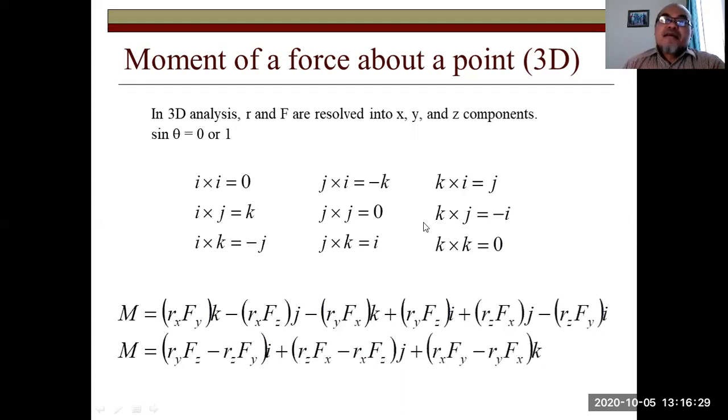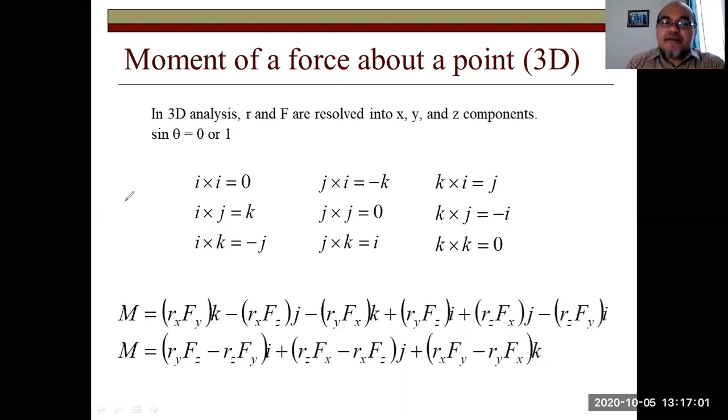But when a unit vector is multiplied by another type of unit vector, then theta will be 90 degrees, so the magnitude will be 1. The problem is now in which direction. So i cross j, we know i is in the x-axis, j is in the y-axis. According to the right-hand rule, the i cross j direction will be in the k, in the z axis.